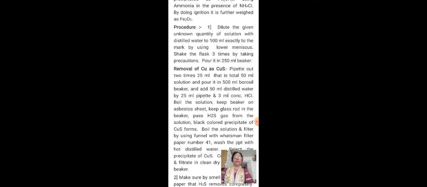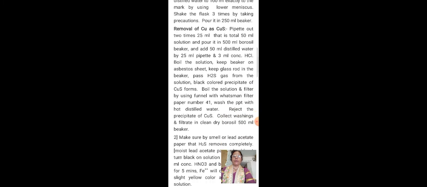Boil the solution, keep the beaker on an asbestos sheet with a glass rod in it, and pass H2S gas through the solution. A black colored precipitate of copper sulfide forms in the beaker. Boil the solution and filter it using a funnel with Whatman filter paper number 41. Wash the precipitate with hot distilled water.